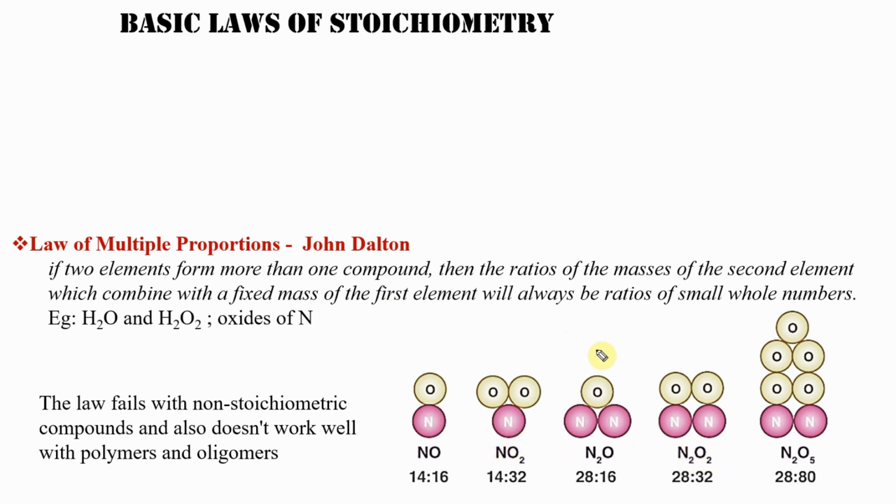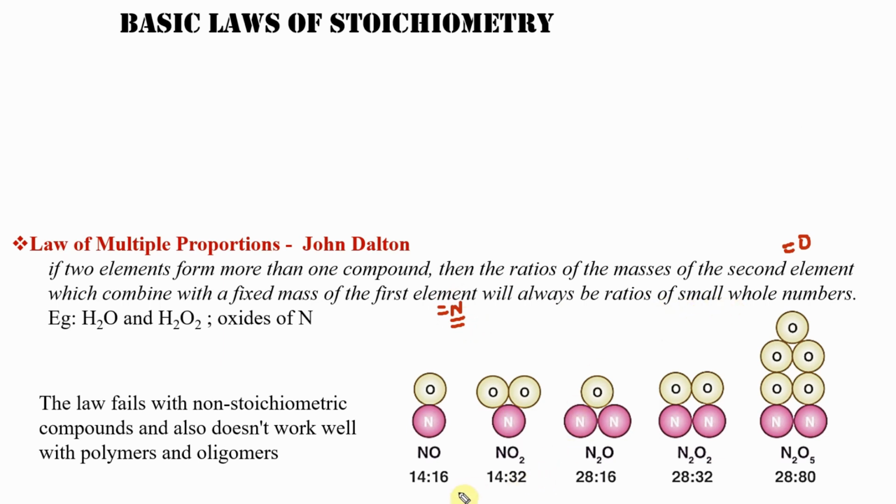The ratio of the masses of the second element, let's say here our oxygen, which combines with a fixed mass of the first element, nitrogen, let's say x grams, will always be a ratio of small whole numbers. Two elements form more than one compound. The first element is nitrogen, so they are telling you the fixed mass of the first element. So if you take nitrogen at a fixed mass, the other one will always be a ratio of small whole numbers.